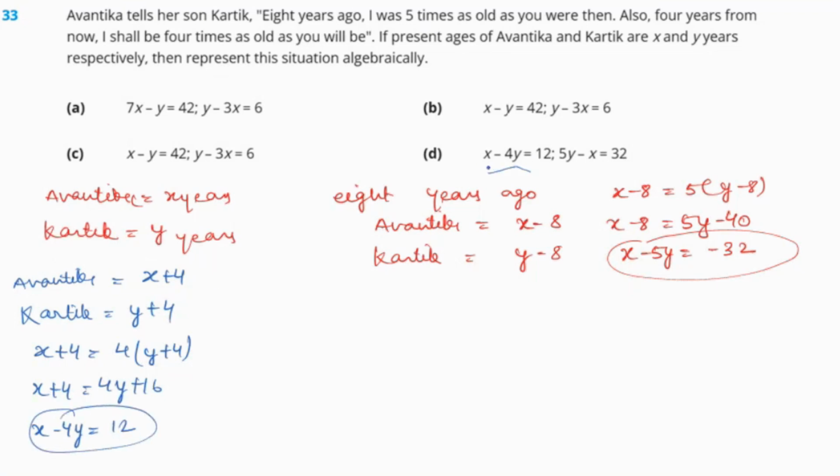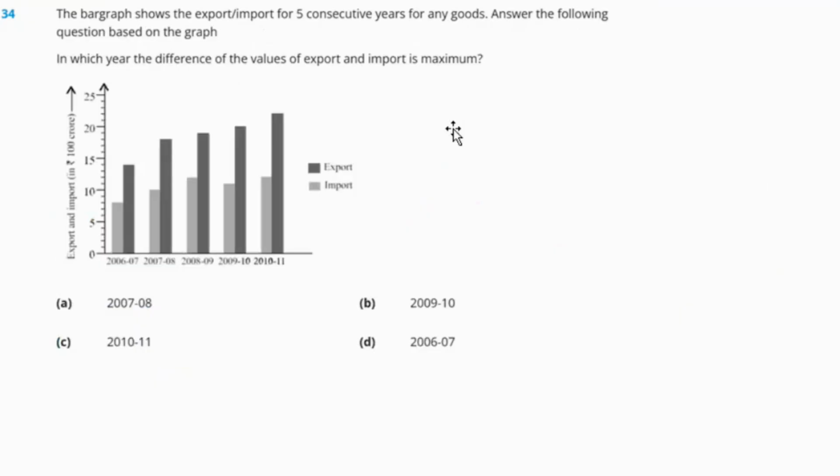So these are the two expressions we are getting. X minus 4Y is equal to 12 and X minus 5Y should equal minus 32. And that we can also write as 5Y minus X is equal to 32. Option D needs to be the correct answer there. Okay, now the next one.